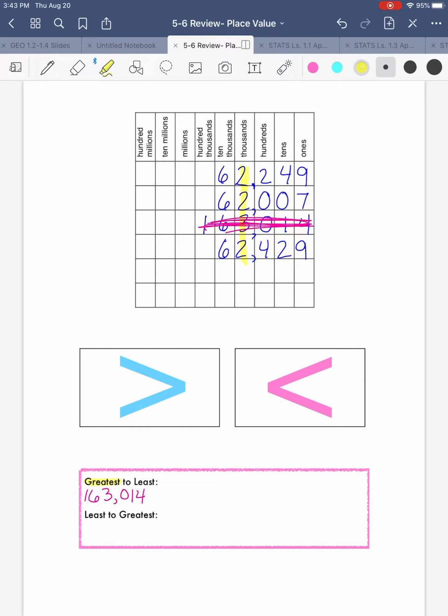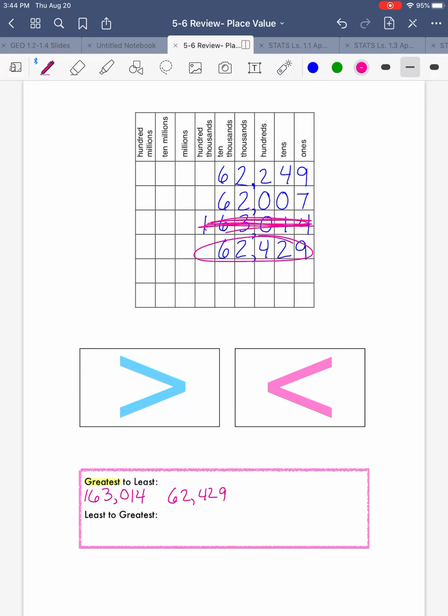So we still have to keep going to find when we get to a place value where one of the digits is larger than the other. So if I go to the hundreds place, then I finally can see a place value that's greater than the others. This 4 is bigger than this one or this one. So that means that the number 62,429 is the next biggest number. I'm going to leave a little space in there, okay?